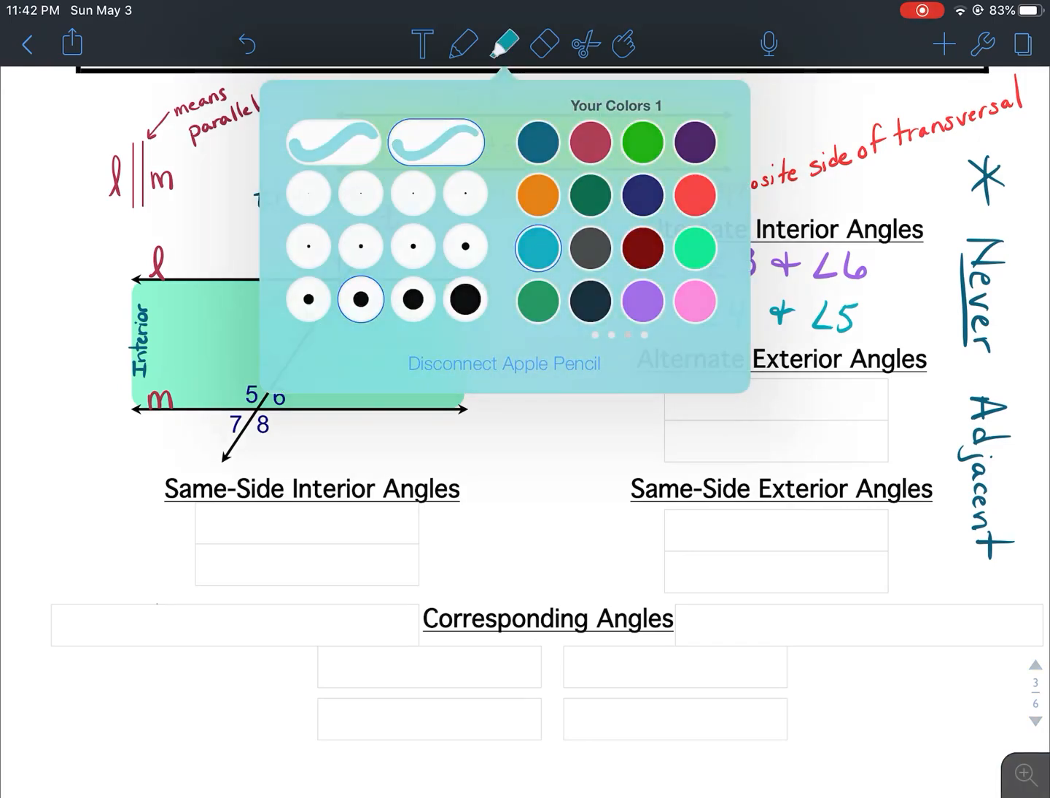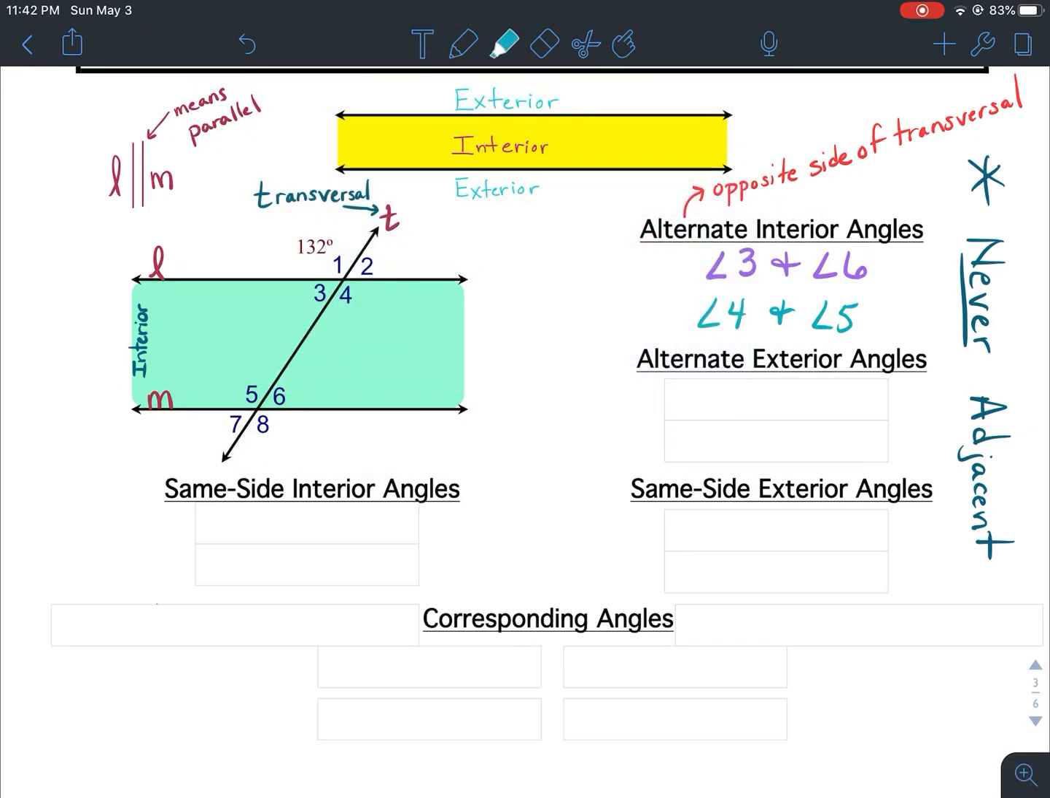Well, alternate exterior angles, it's the same idea. Let's look at angle 1. Angle 1 is on the exterior, so the opposite side is 2 and 8, because they are also on the exterior. But 2 is adjacent to angle 1, so they can't be alternate exterior. So the only other angle that is on the other side of the transversal and in the exterior is angle 8. See how they are opposite sides of one another? And they're not side by side. That makes them alternate exterior.